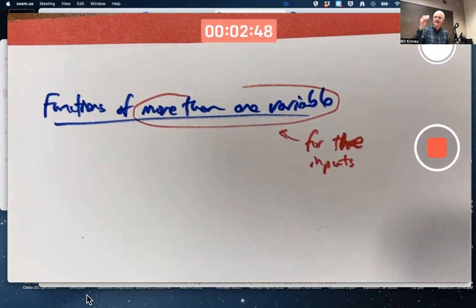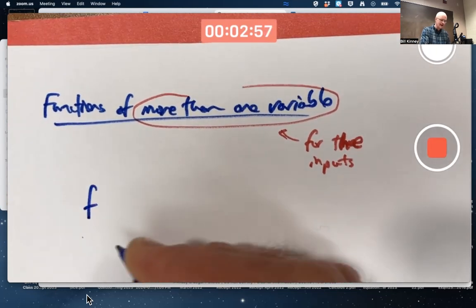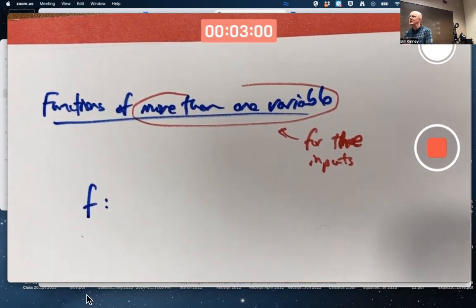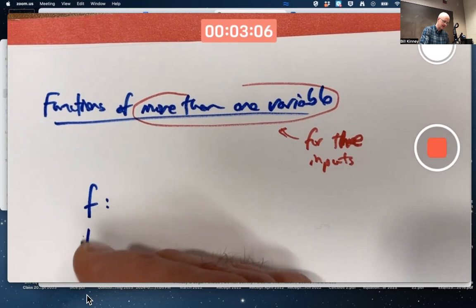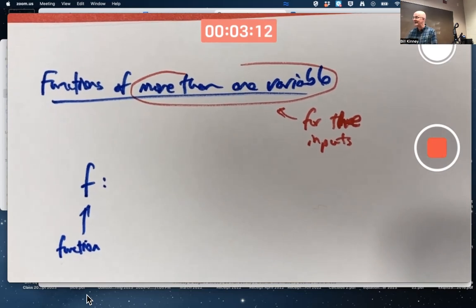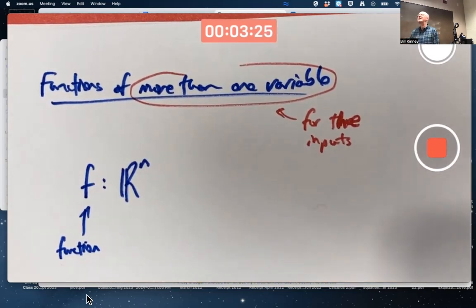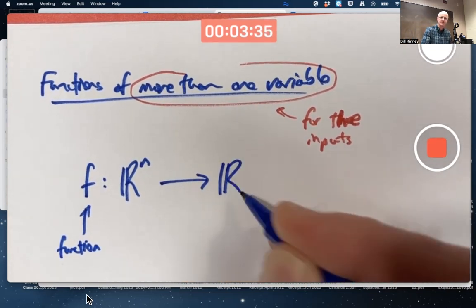I'm going to use a notation that the book doesn't use, but I think is worth you getting used to. The general context that we want to talk about is a function f that takes, in general, actually, 2 or 3 or 4 or n inputs, whose domain is a subset of Rn, n-dimensional space. Most commonly, n is 2 or 3, and whose outputs are real numbers.